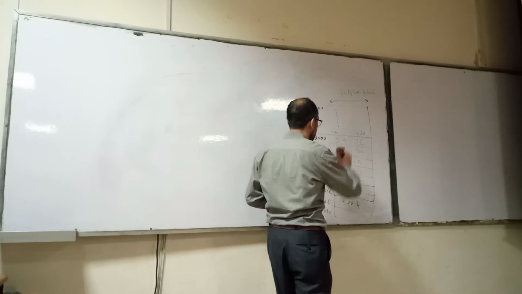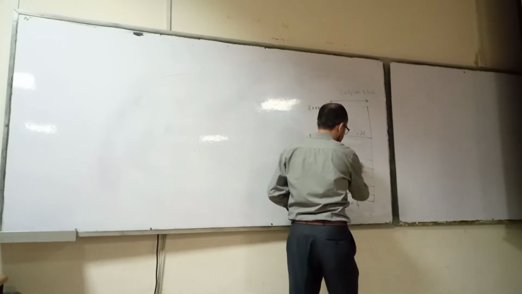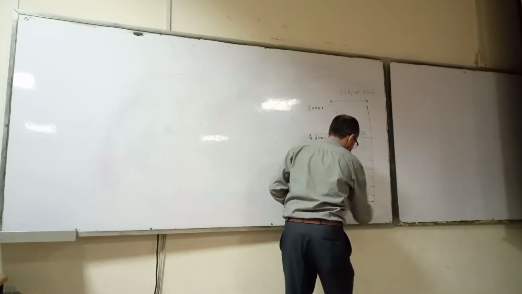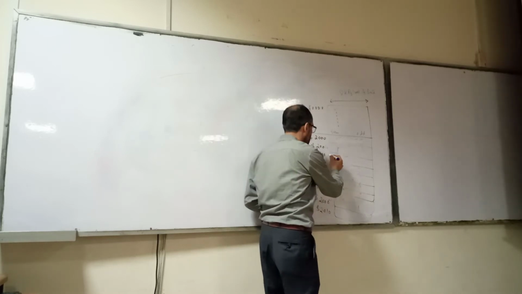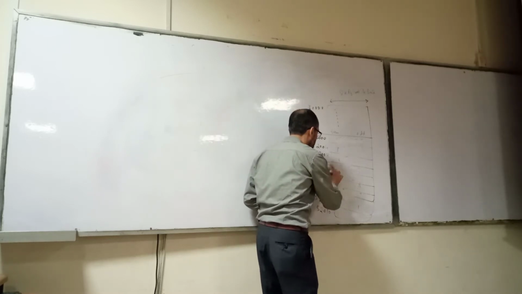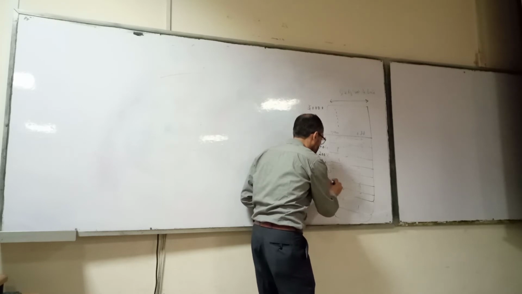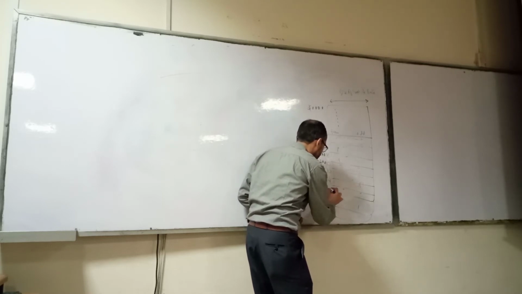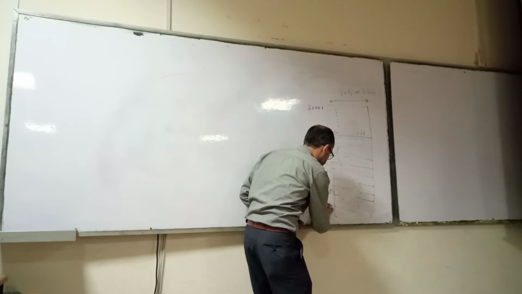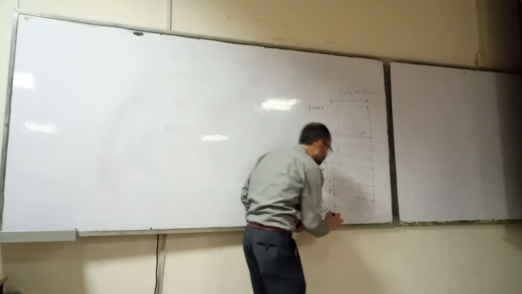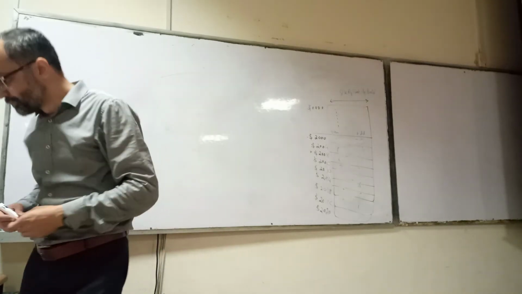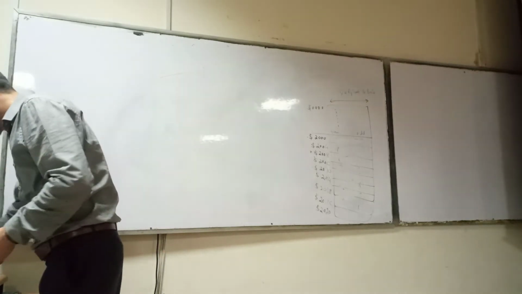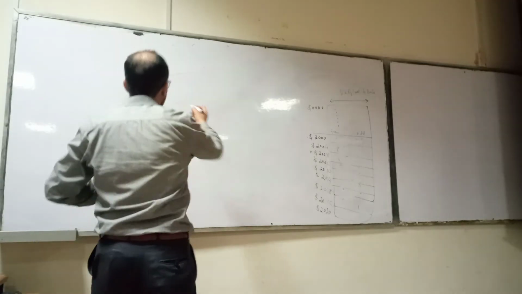So it will be 2000. Next, what will be the next address? 2004, 2008, 200C, 2010, 2014, 2018, 201C and 2020. Okay. So we also use these instructions.